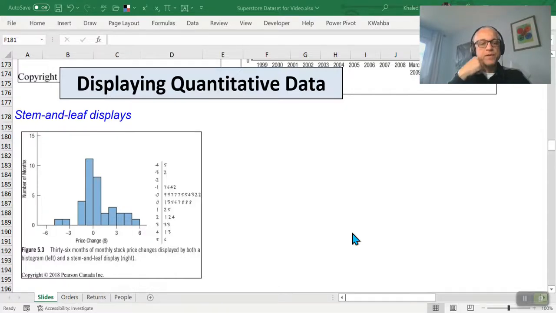This is the third part of this lecture. Now, after we finish discussing displaying the categorical data, it's time to show you how to display quantitative data.